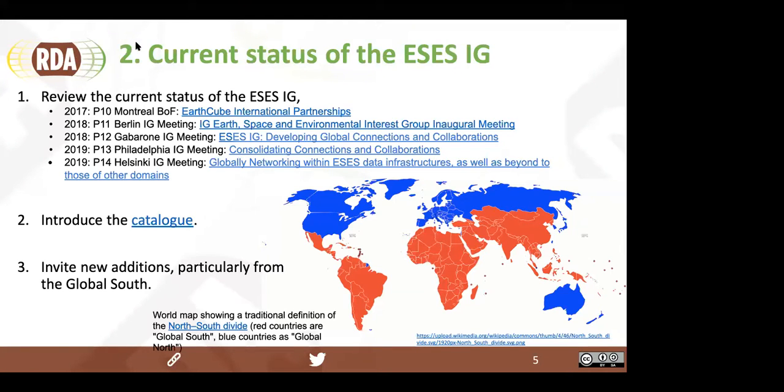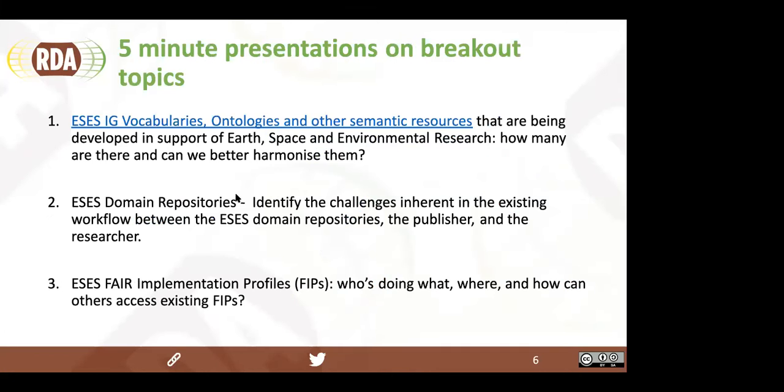All right, so we might move on to our agenda so that we can have more time in our breakout groups. So thanks, Shelley. I'll now put the link back to the Google document there so you can work on that. And now we're going to do 5-minute presentations on those 3 breakout topics that we talked about earlier. The idea is that you choose which one you want to join for the breakout. They're labeled 1 for vocabs, 2 for domain repositories, and 3 for FAIR implementation profiles.